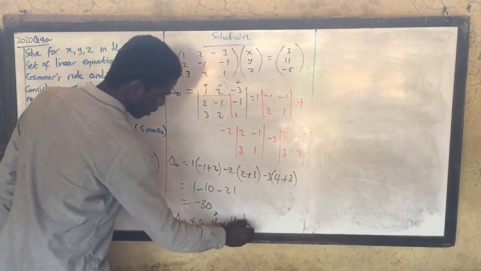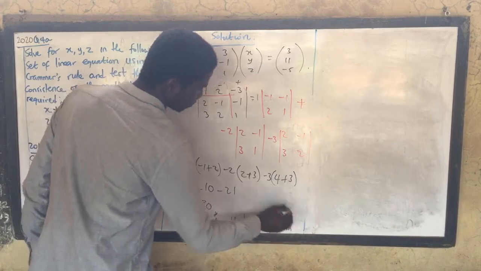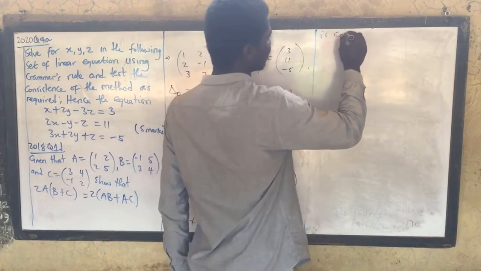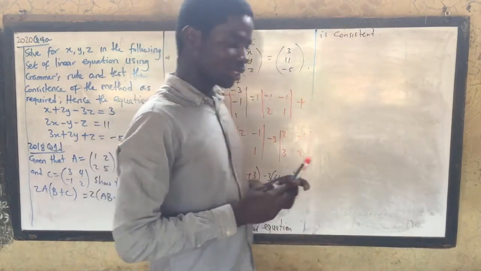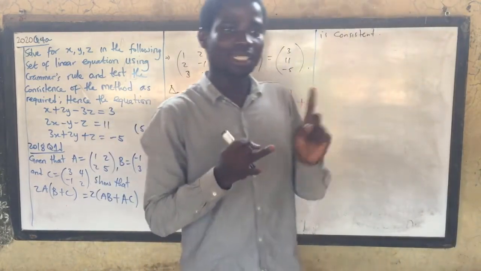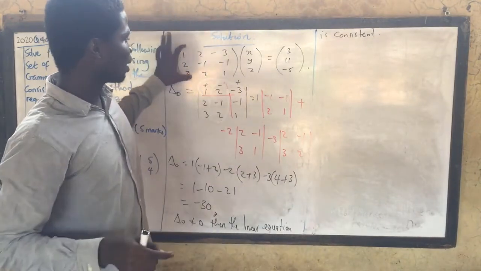the linear equation is consistent. Now, don't forget, I will now look for delta 1, delta 2, and delta 3. That's Cramer's rule. So delta naught is the determinant of this one.